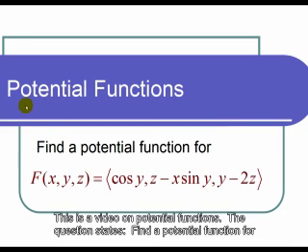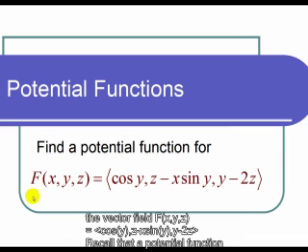This is a video on potential functions. The question states, find a potential function for the vector field F of x, y, z is equal to ⟨cosine y, z minus x sine y, y minus 2z⟩.